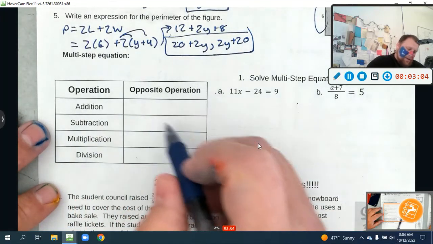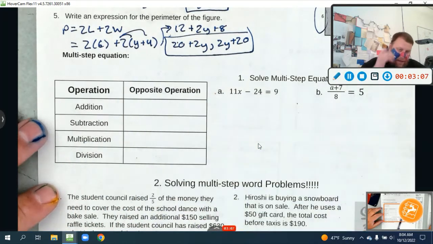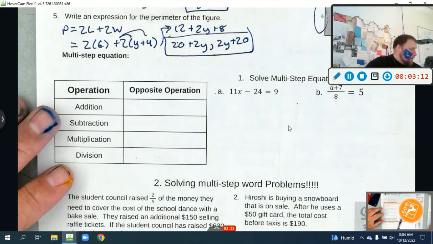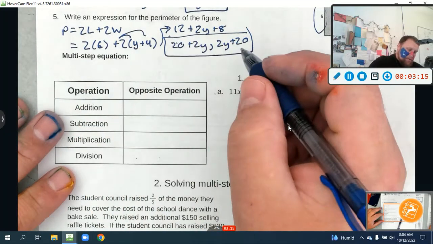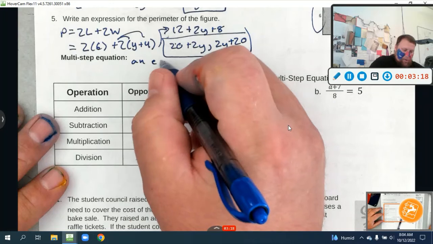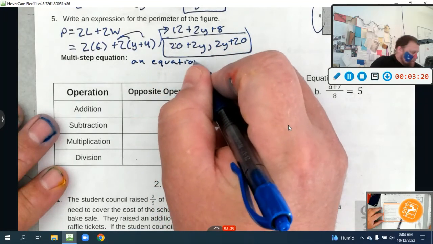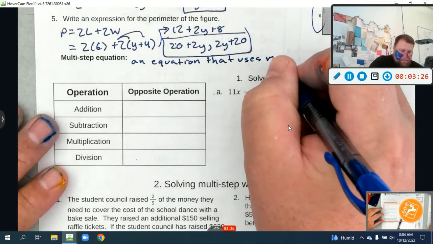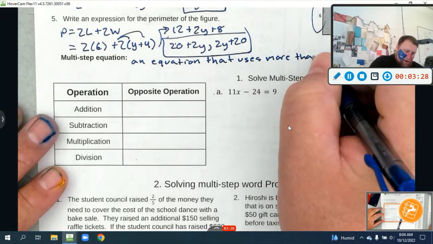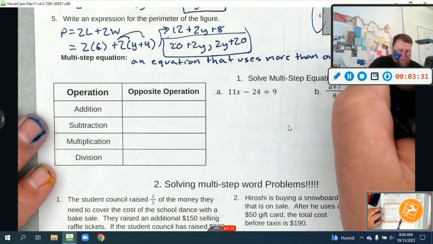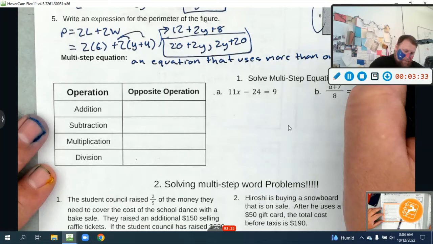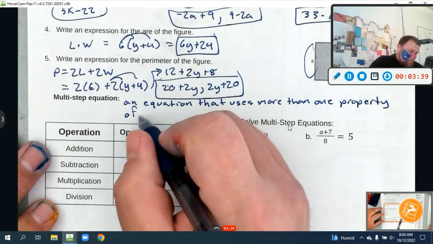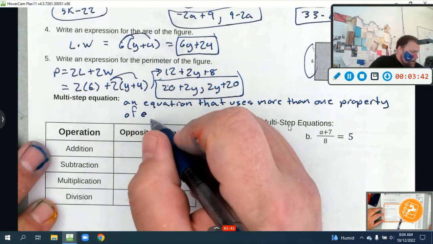Now let's talk about opposite operations. But before we do, I almost forgot, I have a vocab for you. What is a multi-step equation? It is an equation that uses more than one property of equality to solve it.